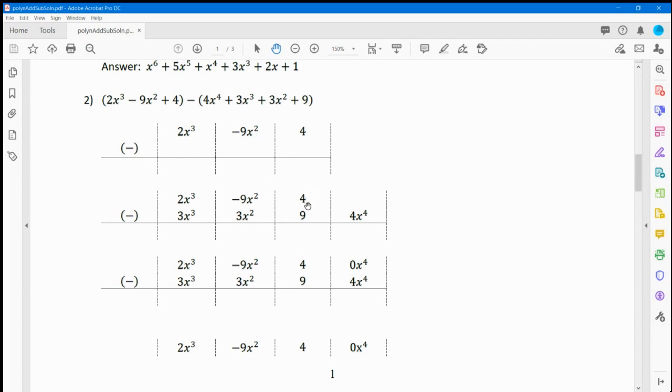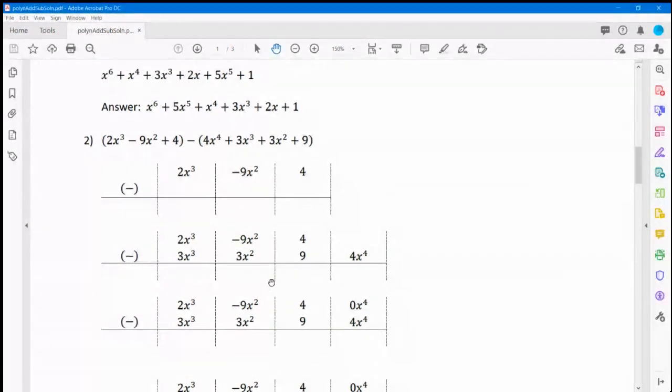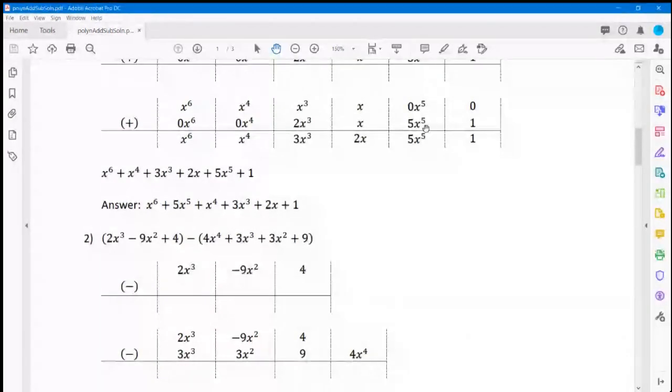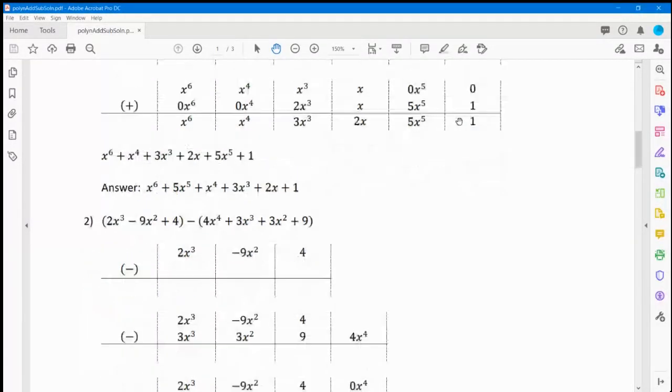9 and 4 are like terms, so 9 goes here. All the terms are handled. Okay, so again, you could leave this blank if you wanted. I put 0 in just to be on the safe side. I know in the first example I put some zeros in before others, but that's okay. In the first example here, you can see that I put these zeros in before these. That's okay.